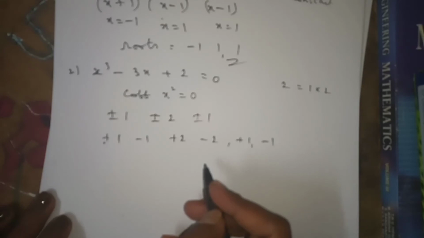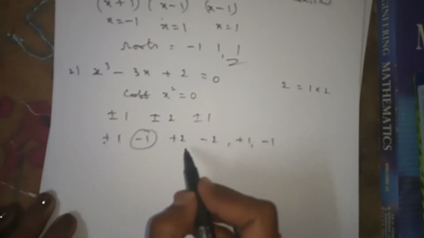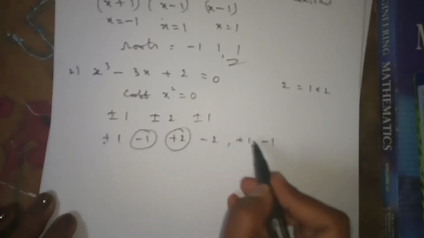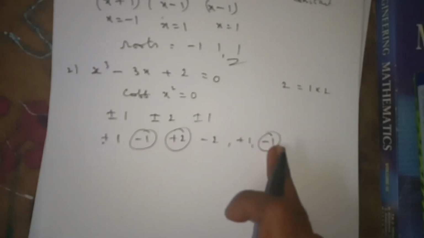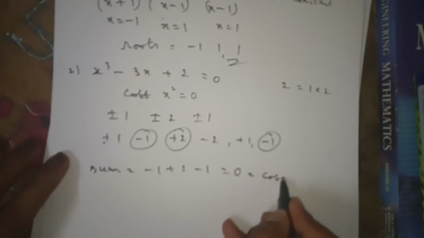By adding any of the three numbers: minus 1 plus 2 minus 1. If you observe, minus 1 plus 2 minus 1, minus 1 minus 1 minus 2 plus 2. Minus 2 plus 2 get cancelled. Sum of these three numbers is 0. Sum is equal to minus 1 plus 2 minus 1, which is 0, equal to the coefficient of x square.